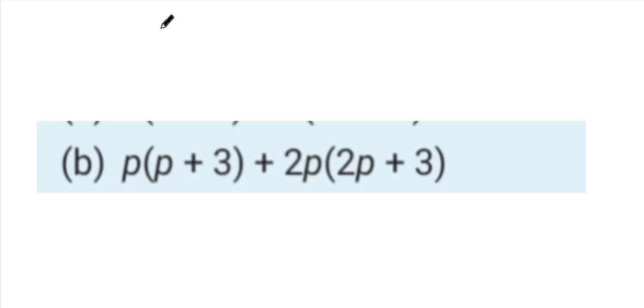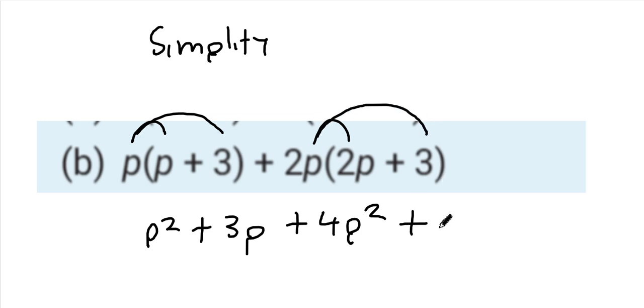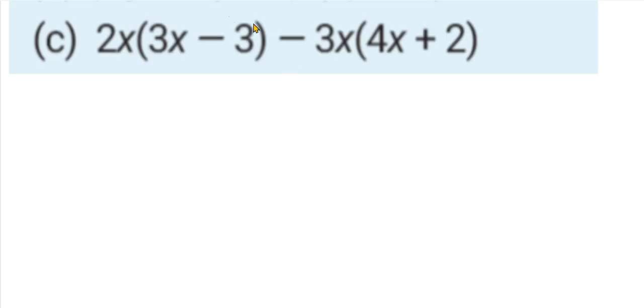These questions are simplified questions, so we're just going to simplify them. P multiplied by P. P multiplied by 3, 3P. 2P multiplied by 2P, 4P squared. 2P multiplied by 3, not 5P, 6P. Once again, it's the same as last time. 1P squared adds to 4P squared, 5P squared. 3P adds to 6P, 9P. Here we go. Next one.